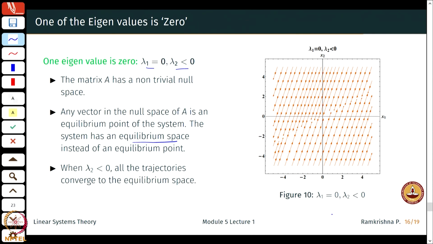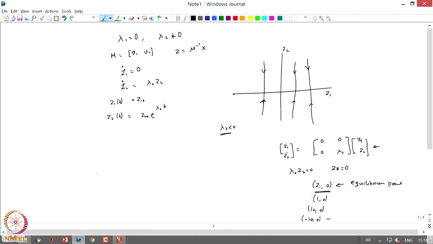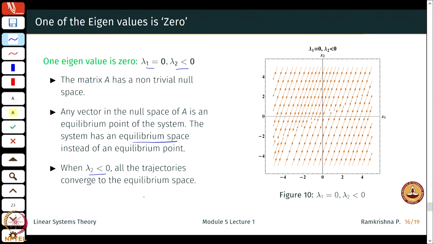Okay. Now, when lambda 2 is less than 0, all trajectories converge to the equilibrium space. So, what is the equilibrium space here? It is this entire z1 axis, right. So, any point in z1 with z2 being equal to 0 is the equilibrium space, say here, or let me just draw it in red. So, this is my equilibrium space, which is obtained by just this one. So, when lambda 2 is less than 0, any trajectory, right, each of these trajectories will converge to the equilibrium space.